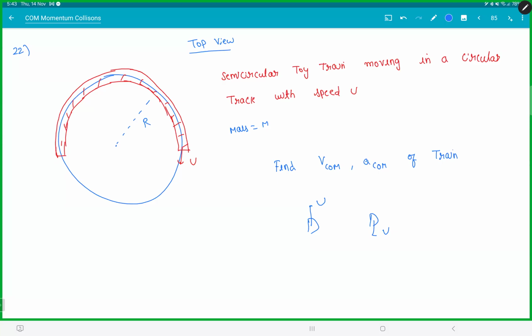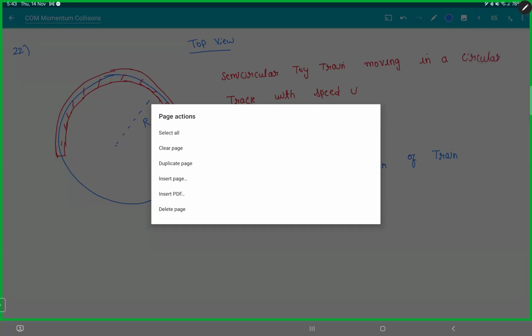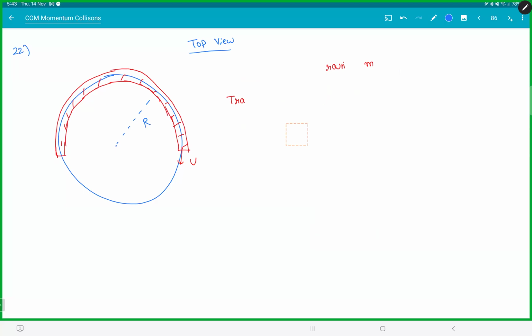Let's see. For this train here, where is the center of mass? Center of mass is somewhere here. So as the train is going, isn't the center of mass also going in a circle? If the train is going in a circle, center of mass is also going in a circle whose radius is 2r by pi, isn't it?